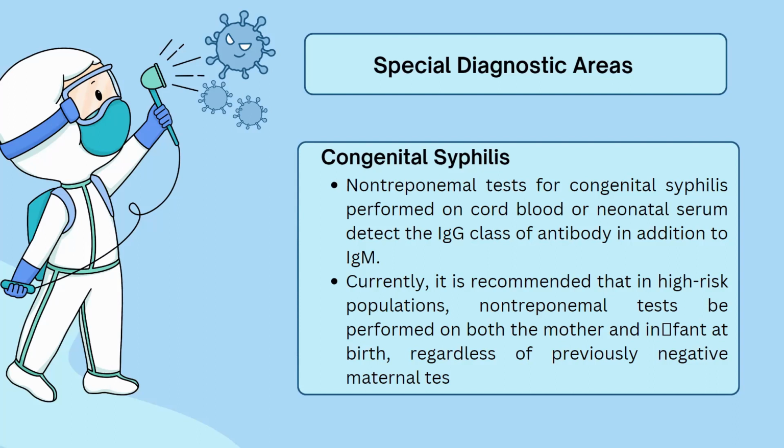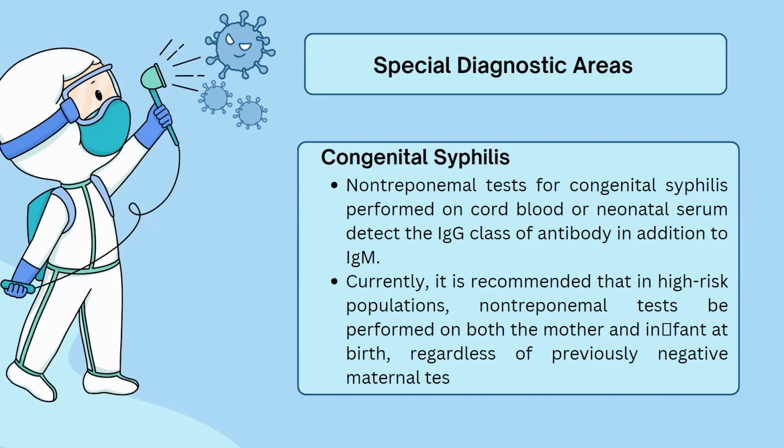Non-treponemal tests for congenital syphilis performed on cord blood or neonatal serum detect the IgG class of antibody in addition to IgM. It is difficult to differentiate passively transferred IgG maternal antibodies from those produced by the neonate, so there are problems in establishing a definitive diagnosis. Late maternal infection may result in a non-reactive test because of low levels of fetal antibody.